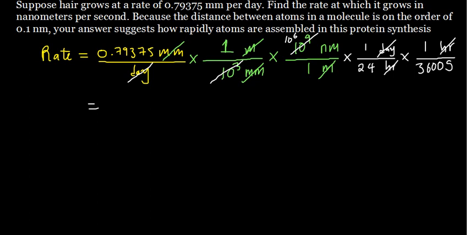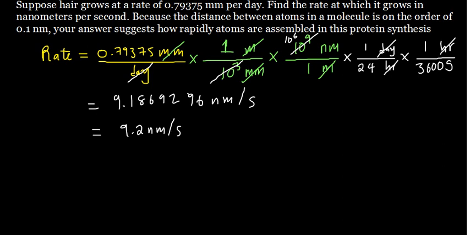So this is going to give us 9.1869296 nanometers per second. So this is the answer. We can actually leave it as 9.2 nanometers per second. So this is how fast hair grows in nanometers per second. Do you have any questions?